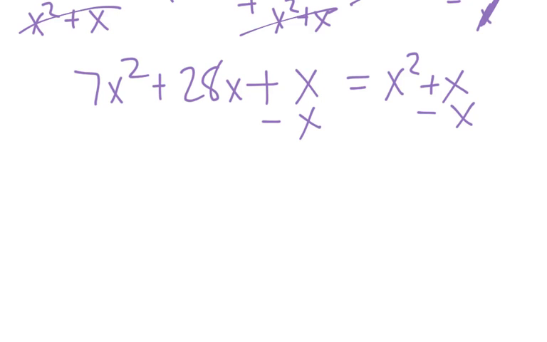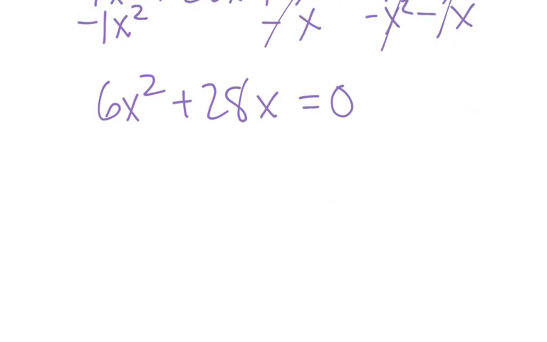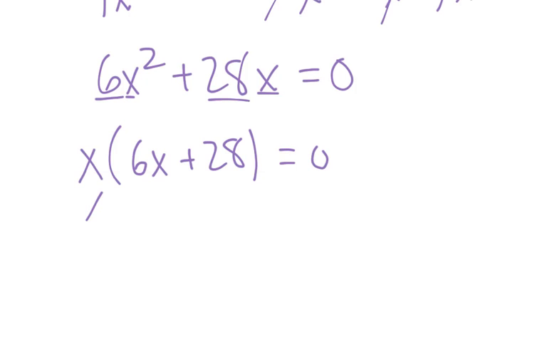Subtract an x, those cancel. Subtract an x squared, 7 minus 1, 6x squared plus 28x equals 0, because I used up everything on the right side. So now we factor. Can 6 go into 28? It can't, but we can pull out an x. So we get x times (6x plus 28) equals 0. Then I split them up.